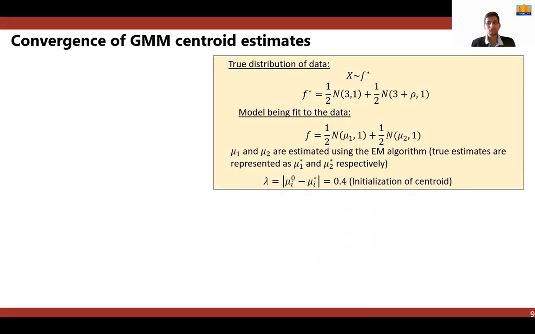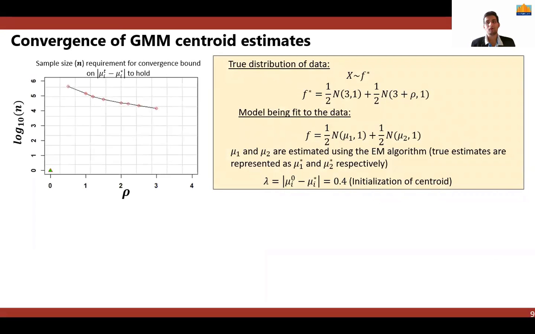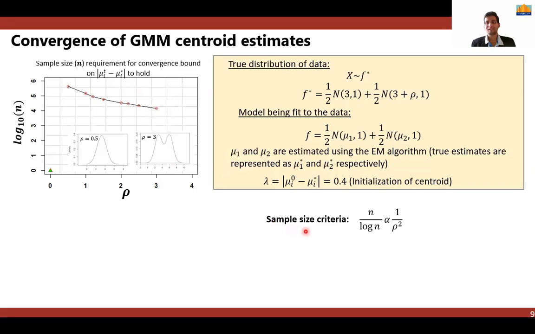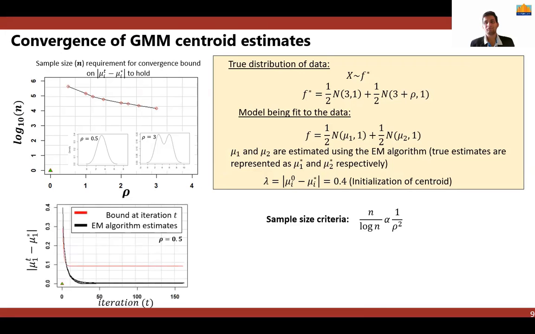The effect of separation ρ can be observed in the top left plot. As the separation between the Gaussian centroids increases, the number of samples required for convergence reduces. More specifically, the ratio of the sample size over its logarithm is inversely proportional to rho square. The convergence of the centroid estimate is illustrated for the case of rho equal to 0.5 in the bottom left plot. We see that for a sufficiently large number of iterations, the EM algorithm converges to the true estimate.